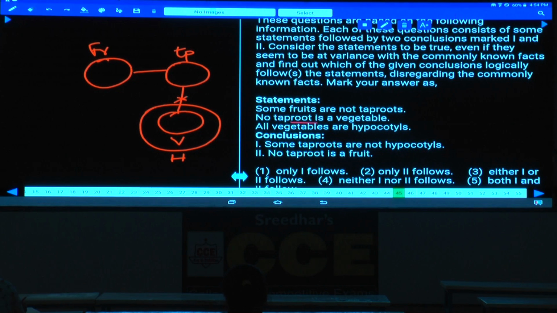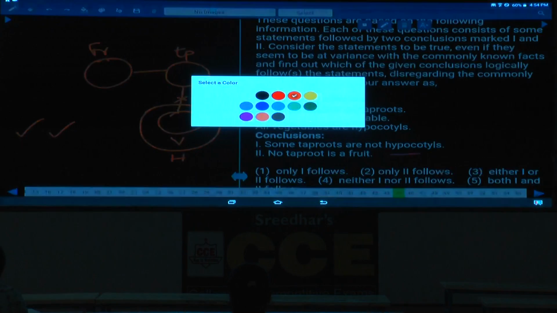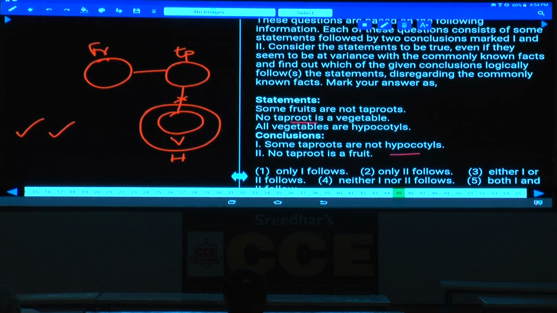Then first one, some taproots are not hypocotyls. Some taproots, yes, fine. Then next one, no taproot is a fruit. No taproot is a fruit, that is definitely true. Now both the conclusions are negative conclusions and both these two are true from the basic diagram. Now we need to go for its complementary pair.